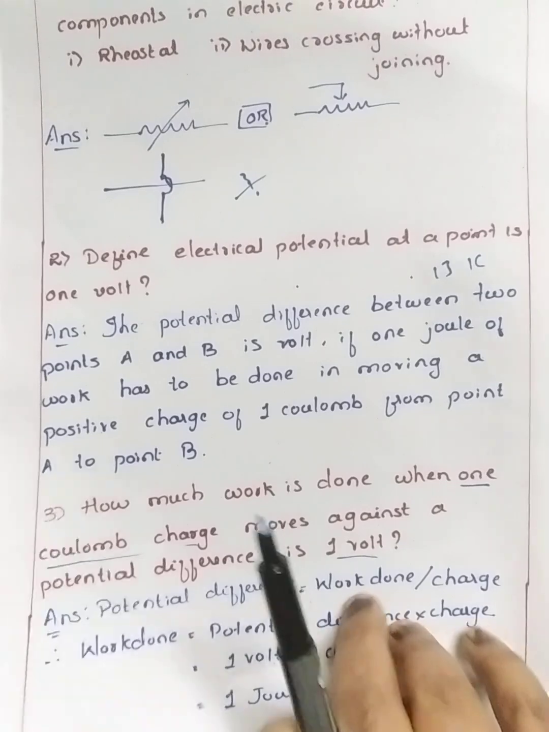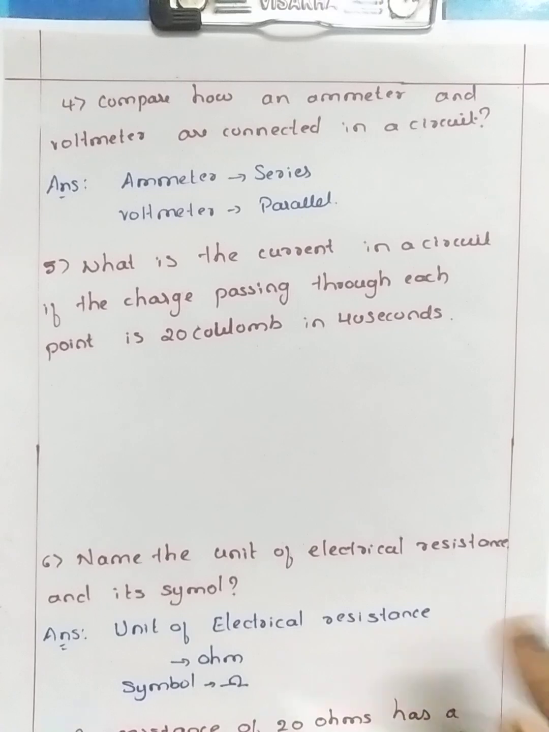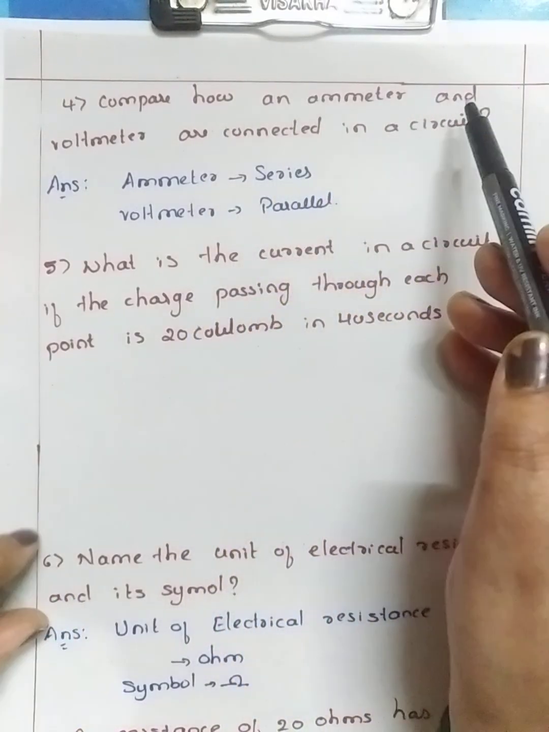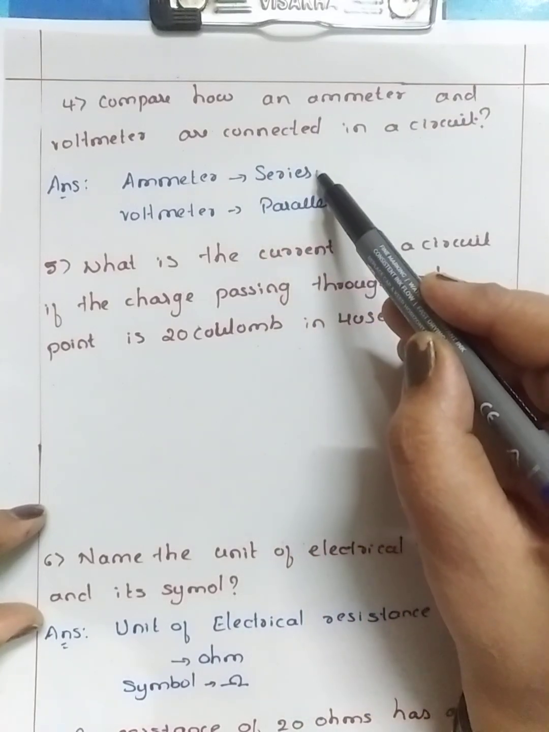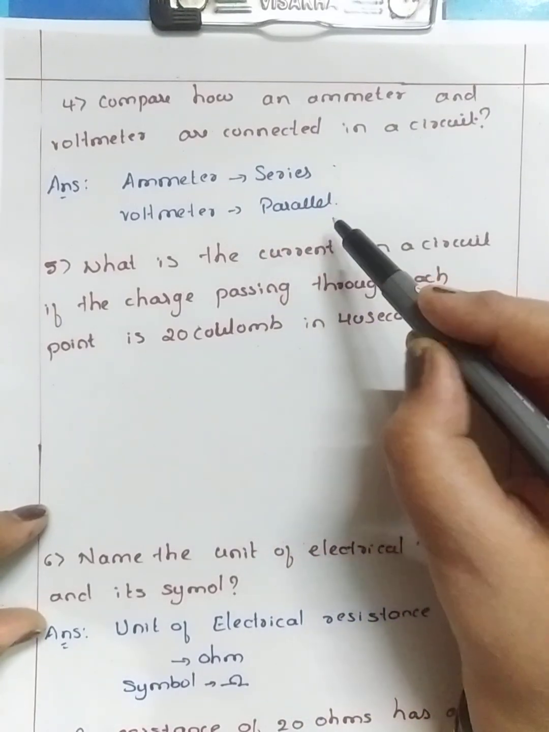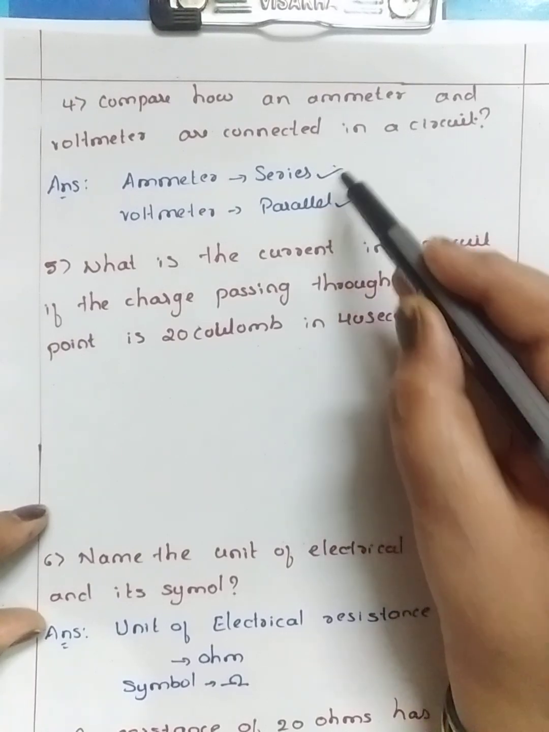Next, fourth question: compare how an ammeter and a voltmeter are connected in a circuit. An ammeter is always connected in series and a voltmeter is connected in parallel.